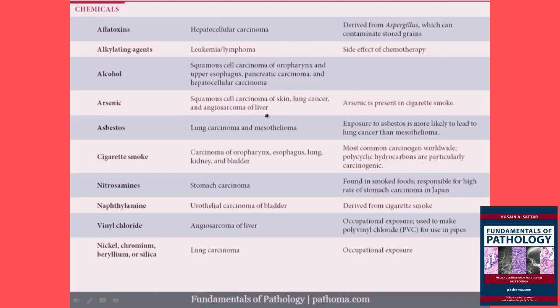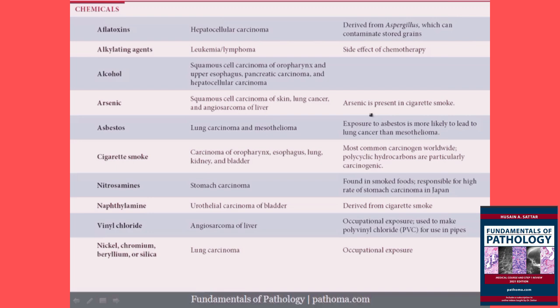Asbestos, we're all well aware of. Asbestos, what's important to know is that asbestos increases the risk for both lung cancer and mesothelioma. Remember that mesothelioma is a cancer that arises from the mesothelial cells of the pleura. And asbestos increases the risk for both lung cancer and mesothelioma.